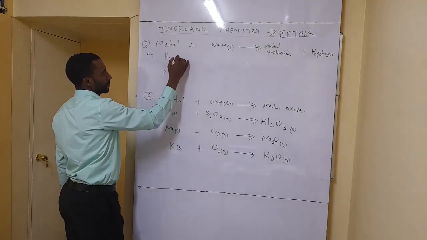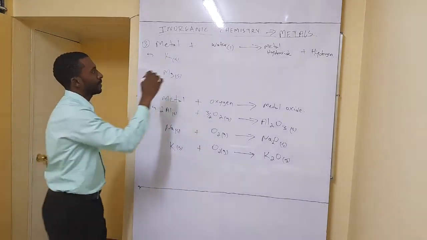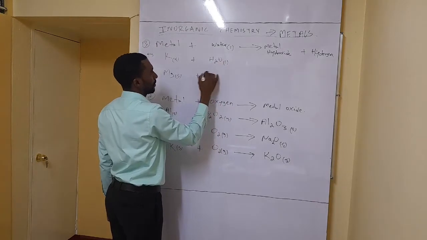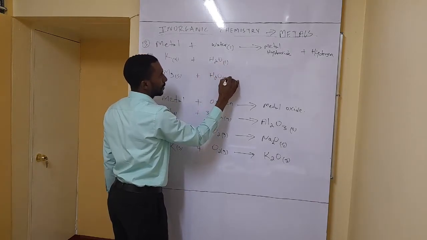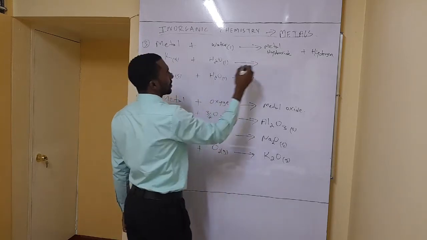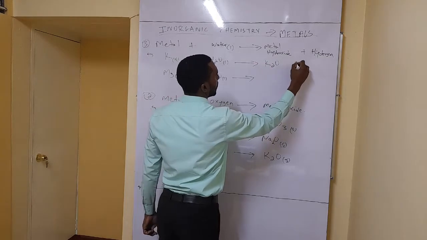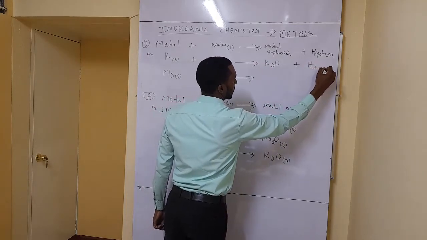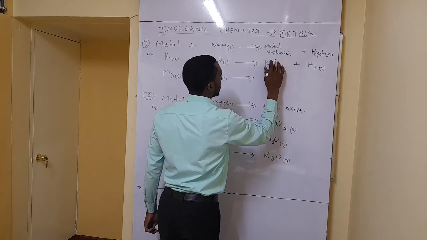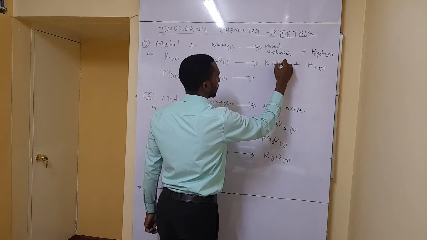So this is plus H2O liquid. Metal hydroxide, so this is going to be KOH plus H2 gas. Oh, sorry, hydroxide, OH. Hydroxide.